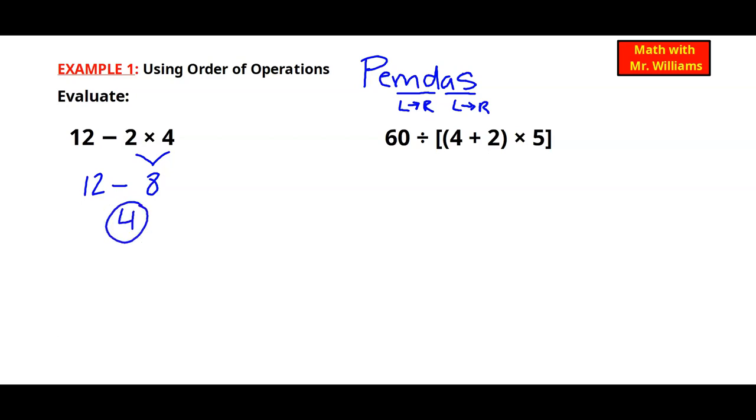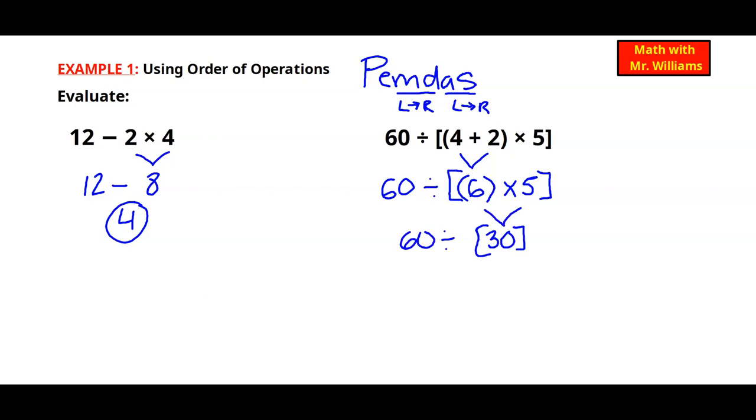On the second one, we have 60 divided by bracket, parentheses 4 plus 2 in parentheses times 5 in bracket. Okay, so we're going to start with the parentheses. So we have 4 plus 2 is 6. All right, and now we're going to do 6 times 5, since that's inside the bracket, giving us 30. And now 60 divided by 30 will get us 2 for our answer.